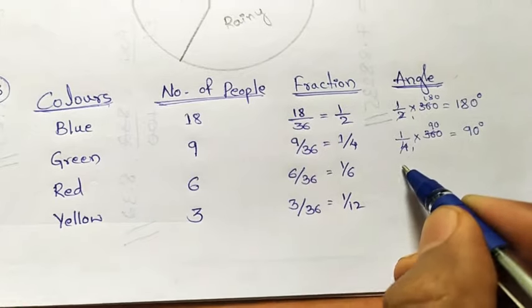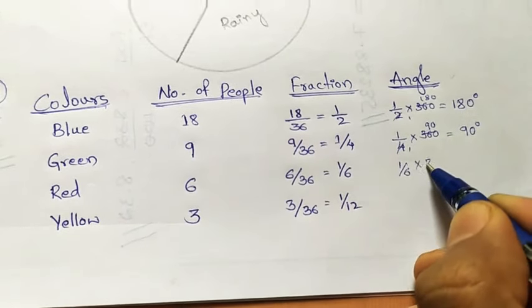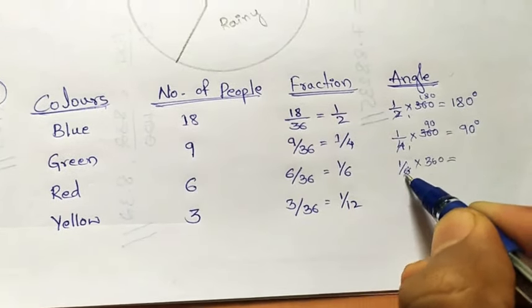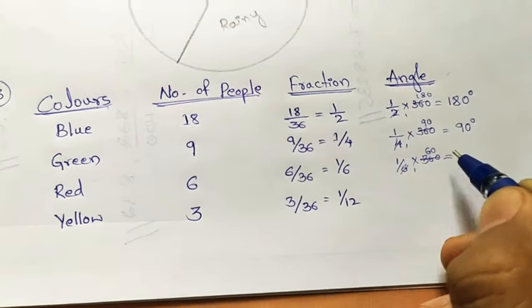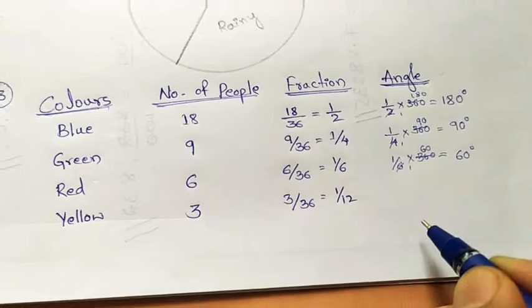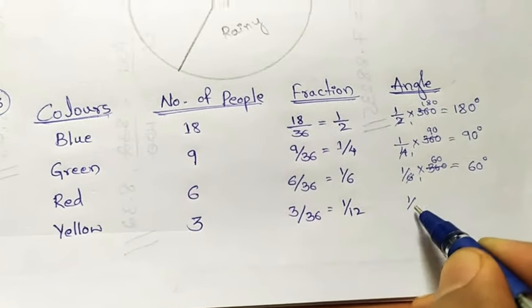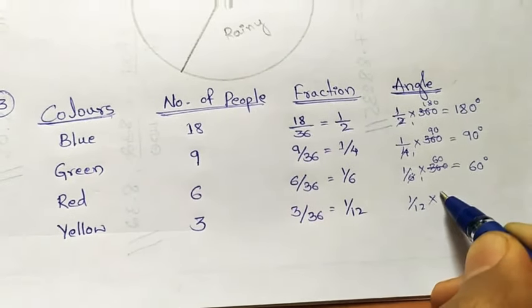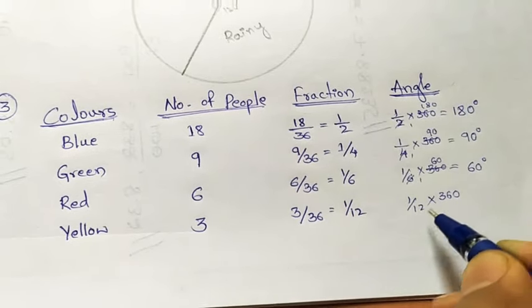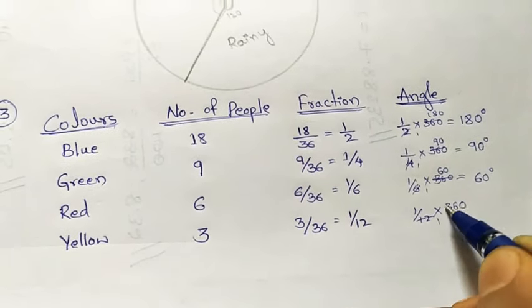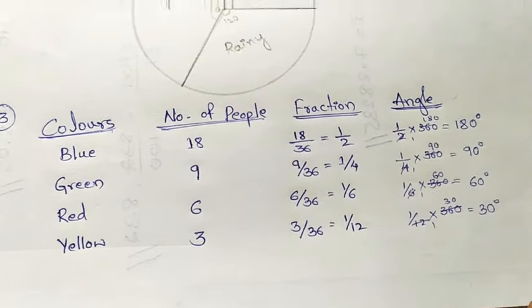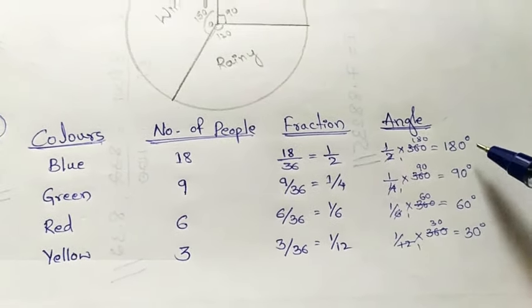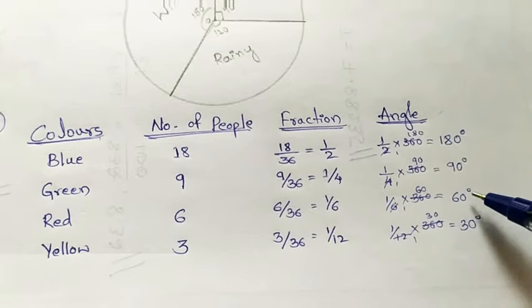Next 1 by 6 into 360. So it will be 6 ones are 6, 6 sixes are 36. So here we will get 60 degree. Next 1 by 12 gives us how much? 1 by 12 into 360, it will be 12 ones are 12, 12 threes are 36. It will be 30 degree. Okay. So using these four angles 180, 90, 60, 30.